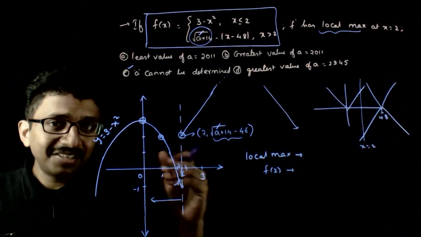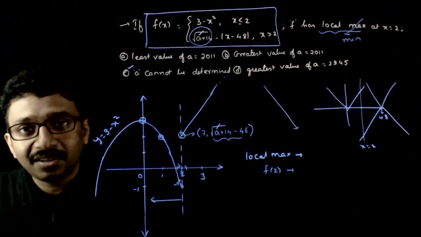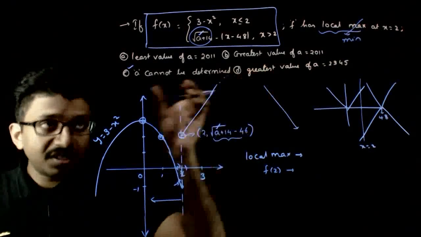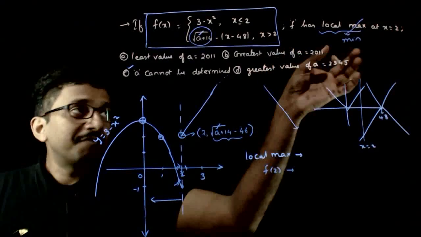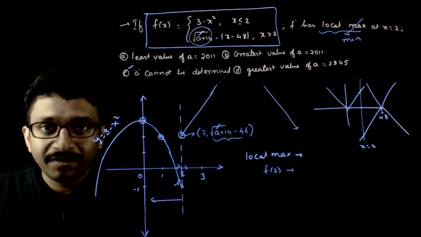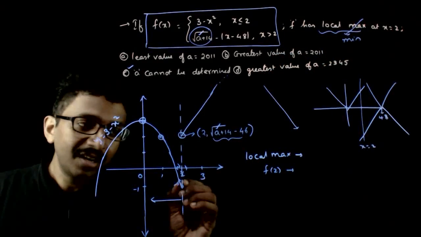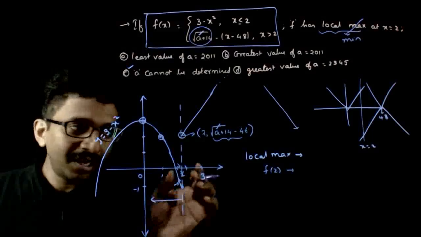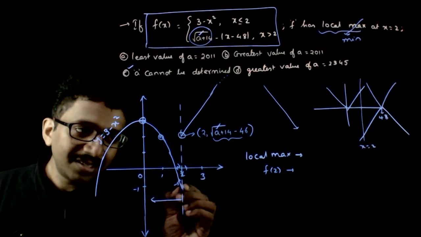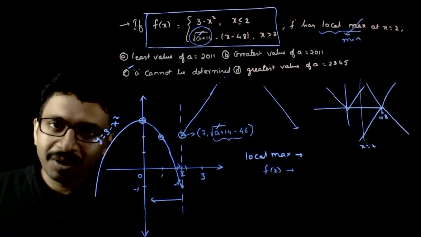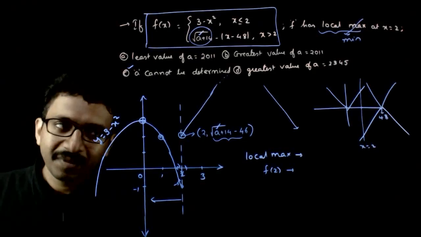But if this question is asked with minima instead of maxima, let us change the question and see what happens. The answer to this question is C, but next time, if you get minima instead of maxima, how do we do the analysis? If f has local minima at x is equal to 2, that is, f of 2 has to be the minimum value in the neighborhood of x is equal to 2. Then you can very clearly see that in the left neighborhood, f of 2 is the minimum value.